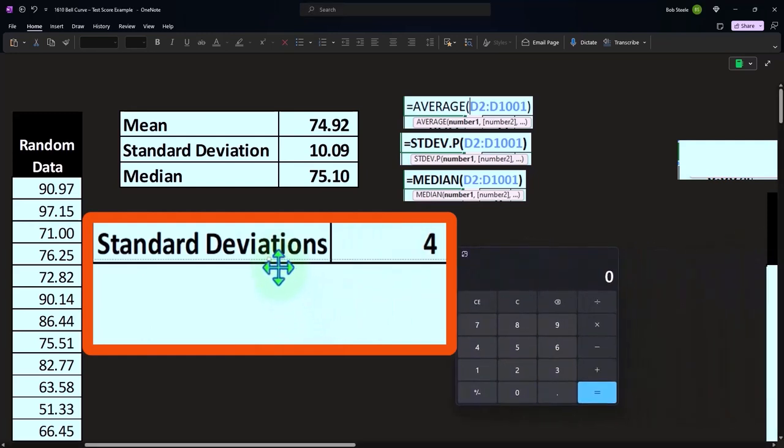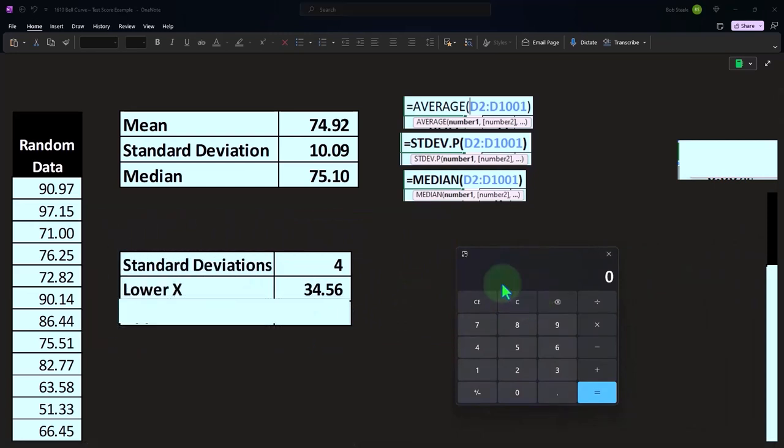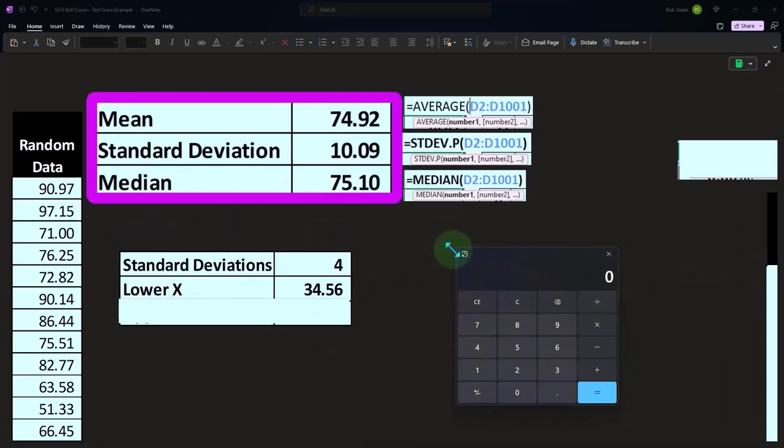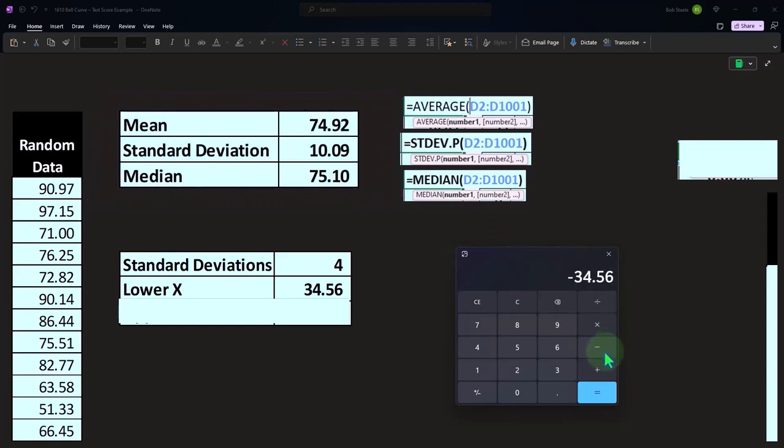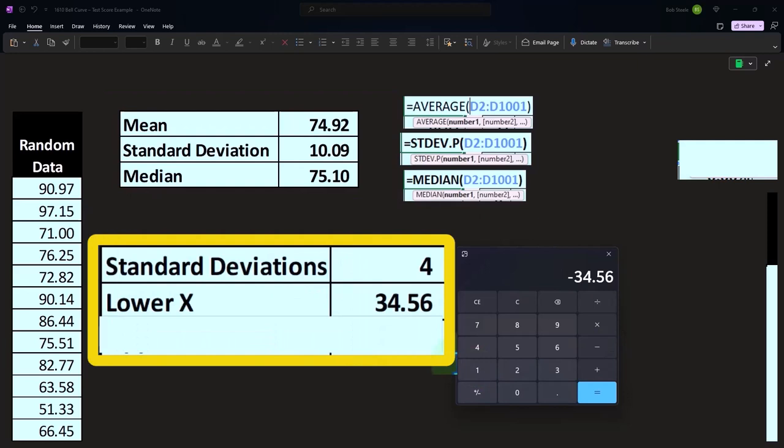So we could say, let's take four standard deviations both above and below, and that should be encompassing all of the data. So for example, the standard deviation is 10.09. If I take that times four, there's four standard deviations. If I'm starting at 74.92, the middle point, minus that 74.92, then I can say that the lower X should be 34. So I can really just go down to 34 and still be picking up all the data.